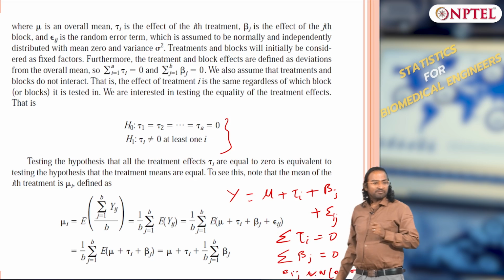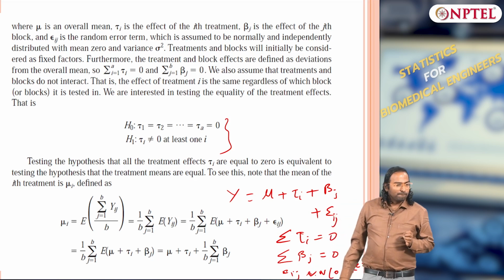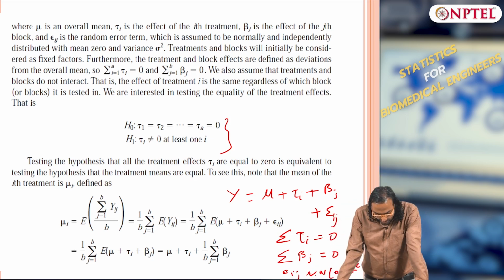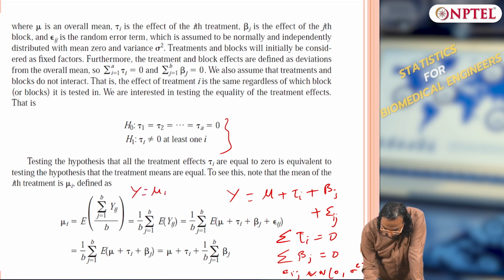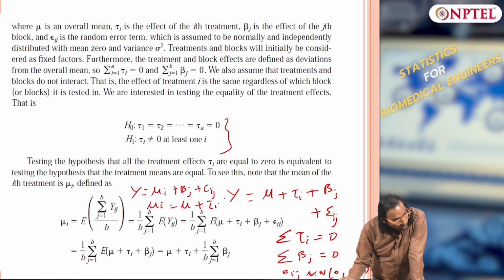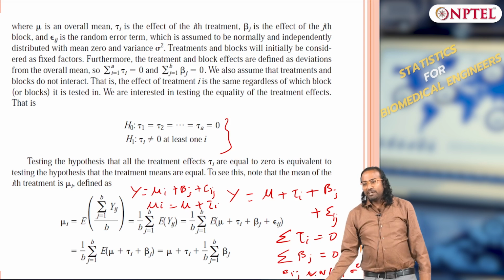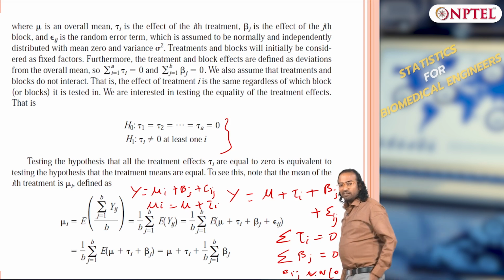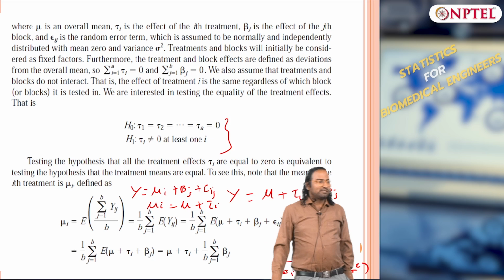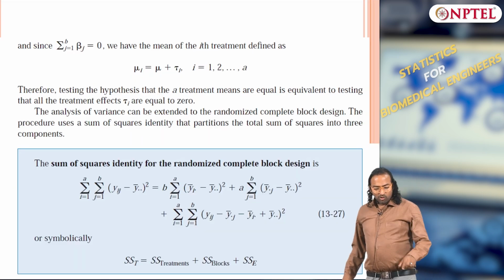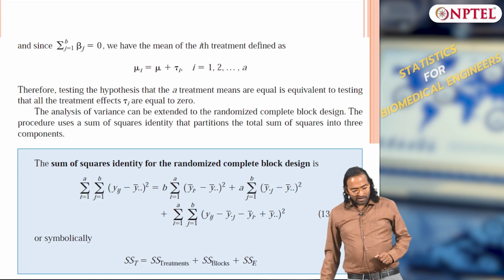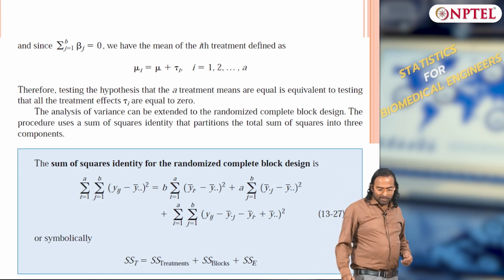Make sense, everybody? So this can be written as y equals mu i plus beta j plus epsilon ij, where mu i equals mu plus tau i, like whatever we did in ANOVA, the same idea. Now we have a blocking term beta sitting there extra. So mu i equals mu plus tau i and summation beta j equals 0.